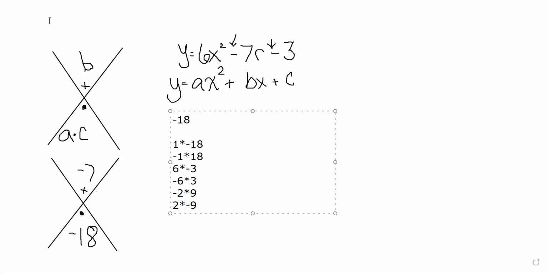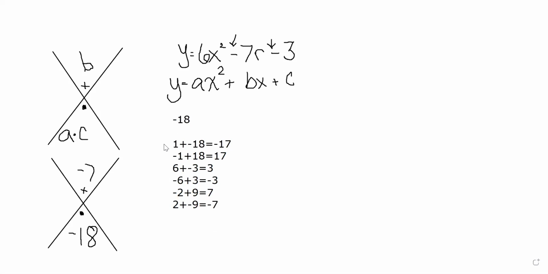Okay, so once we have all these, change all the multiply to plus. And here's a good brush up on knowing your negatives. 1 plus negative 18 is negative 17. If it's reversed, positive 17. 6 plus negative 3 is 3. Negative 6 plus 3 is negative 3. Negative 2 plus 9 is 7. And 2 plus negative 9 is negative 7. I didn't mean to make the right answer last in both situations, but you guys did that. Nope, this is not the right sign because ours is negative. So, boom. 2 and negative 9.